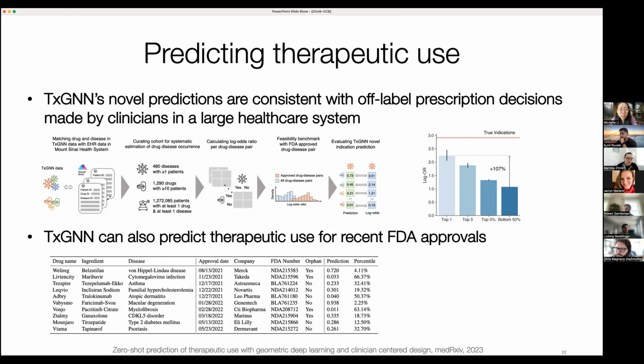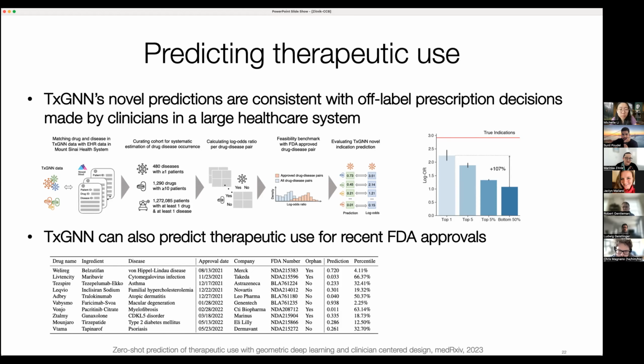And then we asked whether there are novel predictions made by the model that the model is very confident about. So the top 1 or top 5 most highly ranked predictions made by the model for every disease. Do we see those predictions enriched in off-label prescriptions? And the answer to that is yes, we see those novel predictions being consistent with off-label prescription decisions made by clinicians.